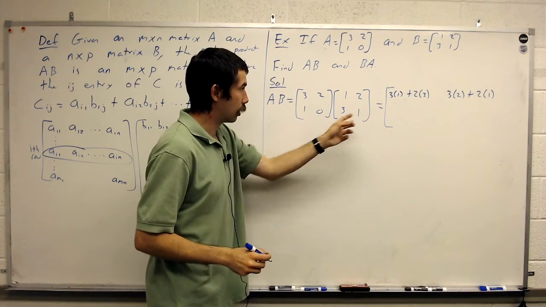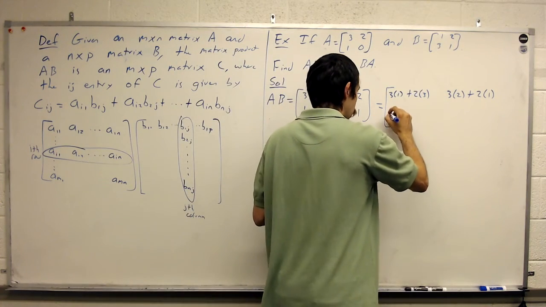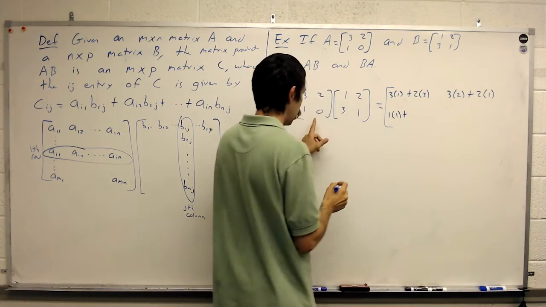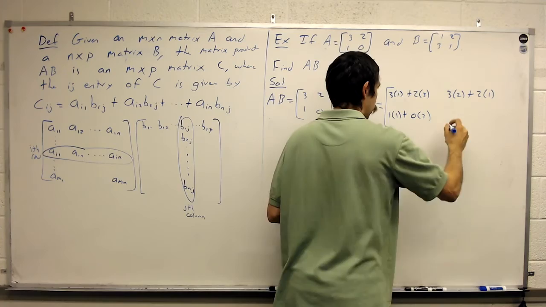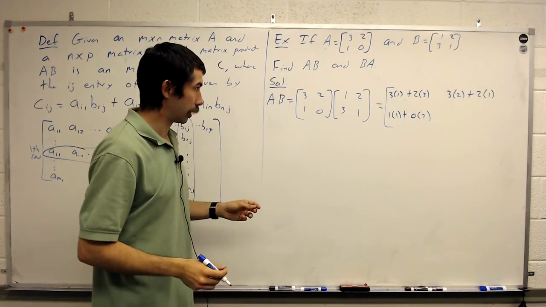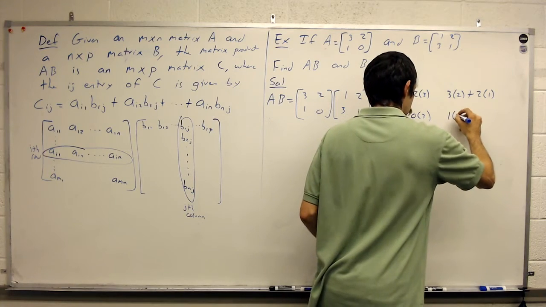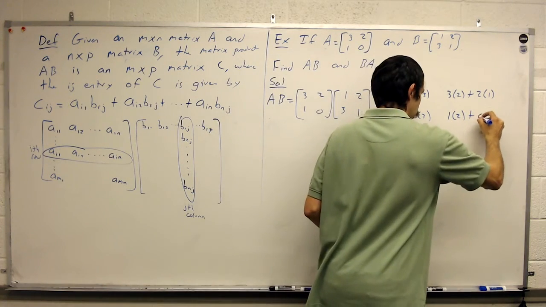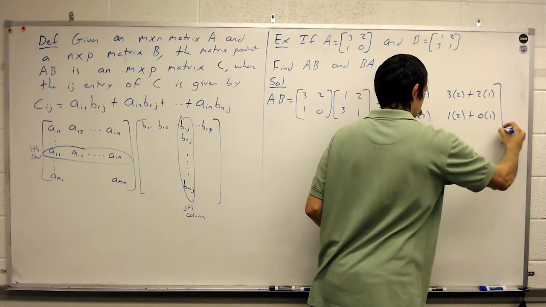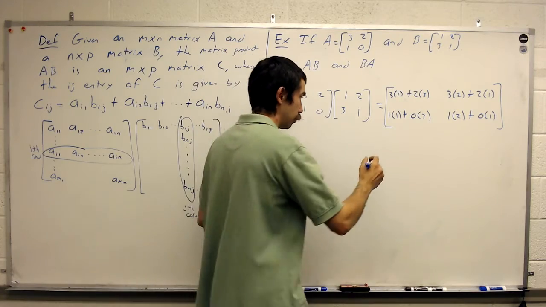Bottom left entry, we do bottom row, left column: 1 times 1 plus 0 times 3. And then the bottom right entry, 1 times 2 plus 0 times 1. Now we've got to figure out what these values are.